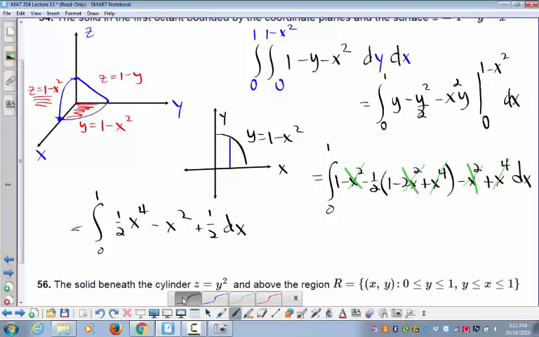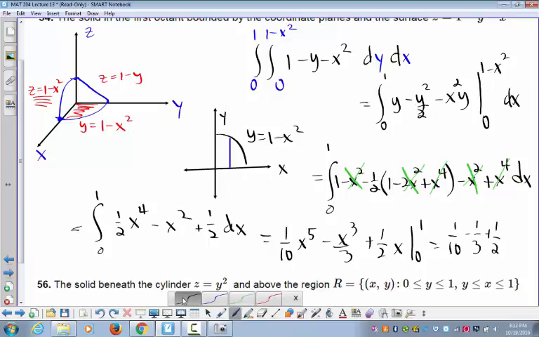And then we integrate that, so we end up with 1 tenth x to the fifth minus x cubed over 3 plus 1 half x. That's all 0 to 1. The 0 wipes everything out. We end up with a tenth minus a third plus a half, which at this stage of the day, it's 17.